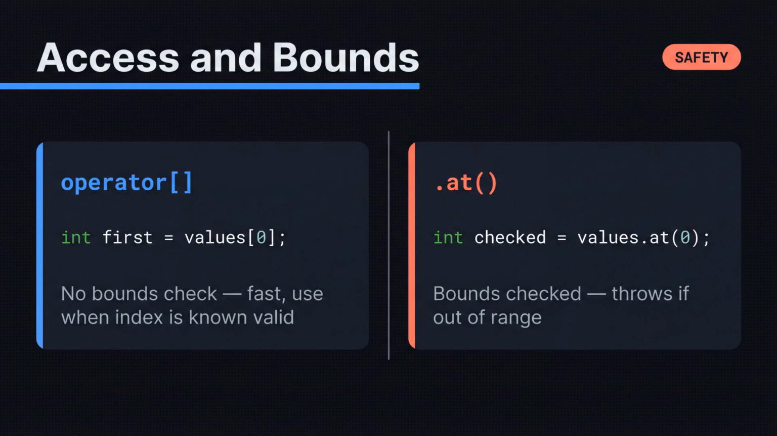The at method, values.at(0), does the same thing, but with bounds checking. If the index is out of range, it throws an exception. Use brackets when you've already validated the index or when performance is critical. Use .at when safety matters more than speed, especially during development and debugging. In practice, range-based for loops avoid the question entirely. No index, no bounds issue.